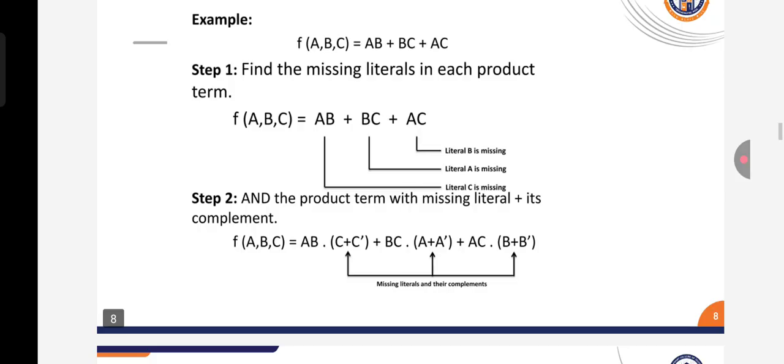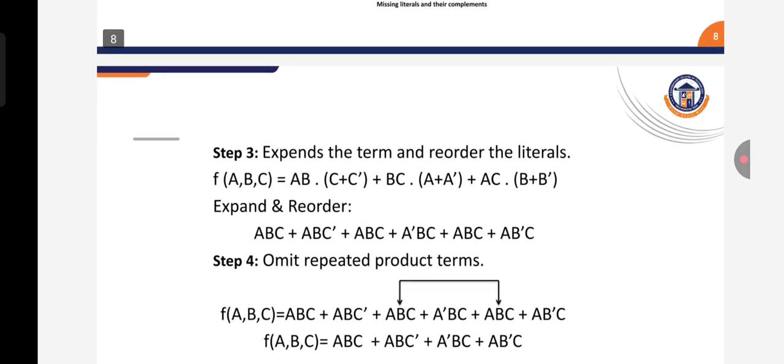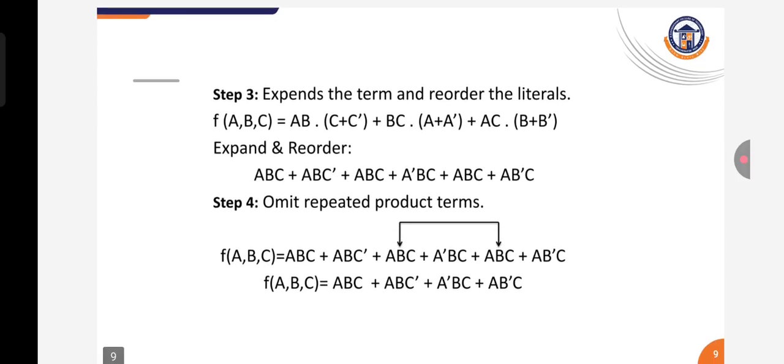In the second step, multiply each product term with the missing literal and its complement form. So f(a, b, c) = ab(c + c') + bc(a + a') + ac(b + b'). Now expand the terms and reorder the literals. Multiplying ab with c + c' gives abc + abc', then a'bc + abc, then abc + ab'c.